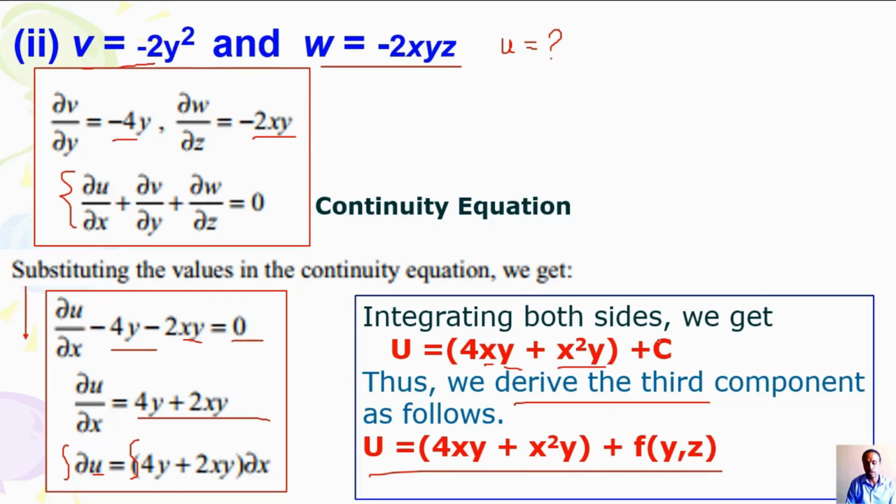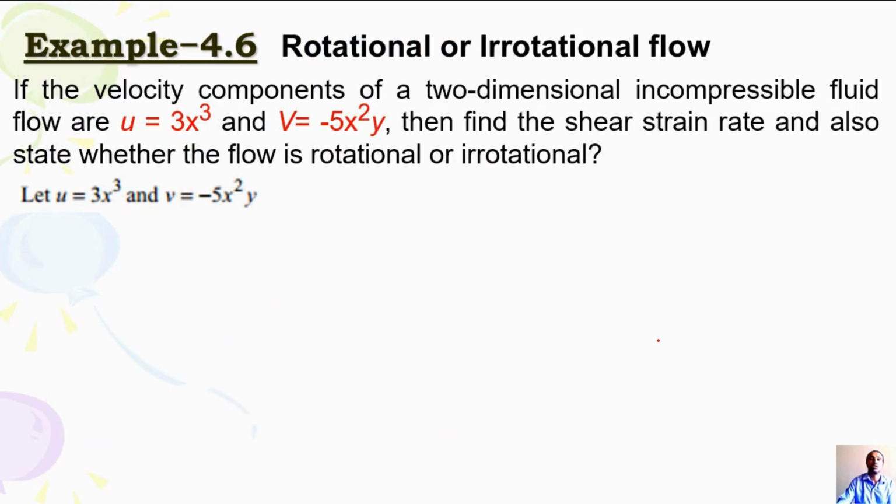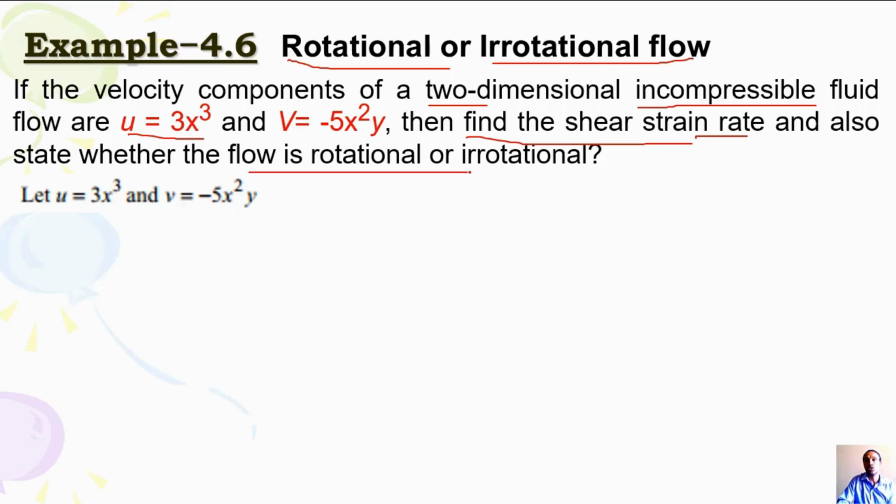f of yz. Okay. The other example is rotational and irrotational flow. Now, let us see if the velocity components of a two-dimensional incompressible fluid flow are u equals 3x cubed and v equals minus 5x squared y, then find the shear strain rate. And also state whether the flow is rotational or irrotational.